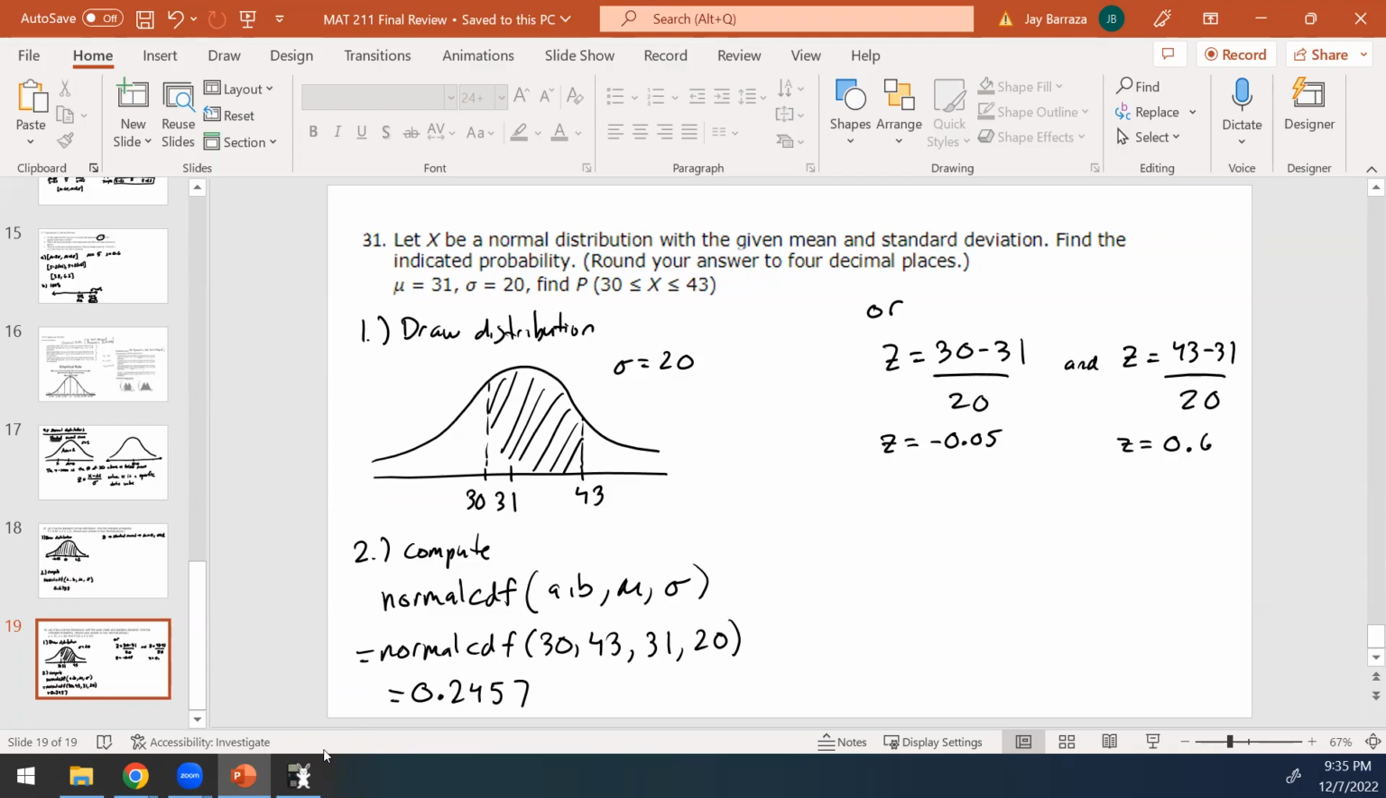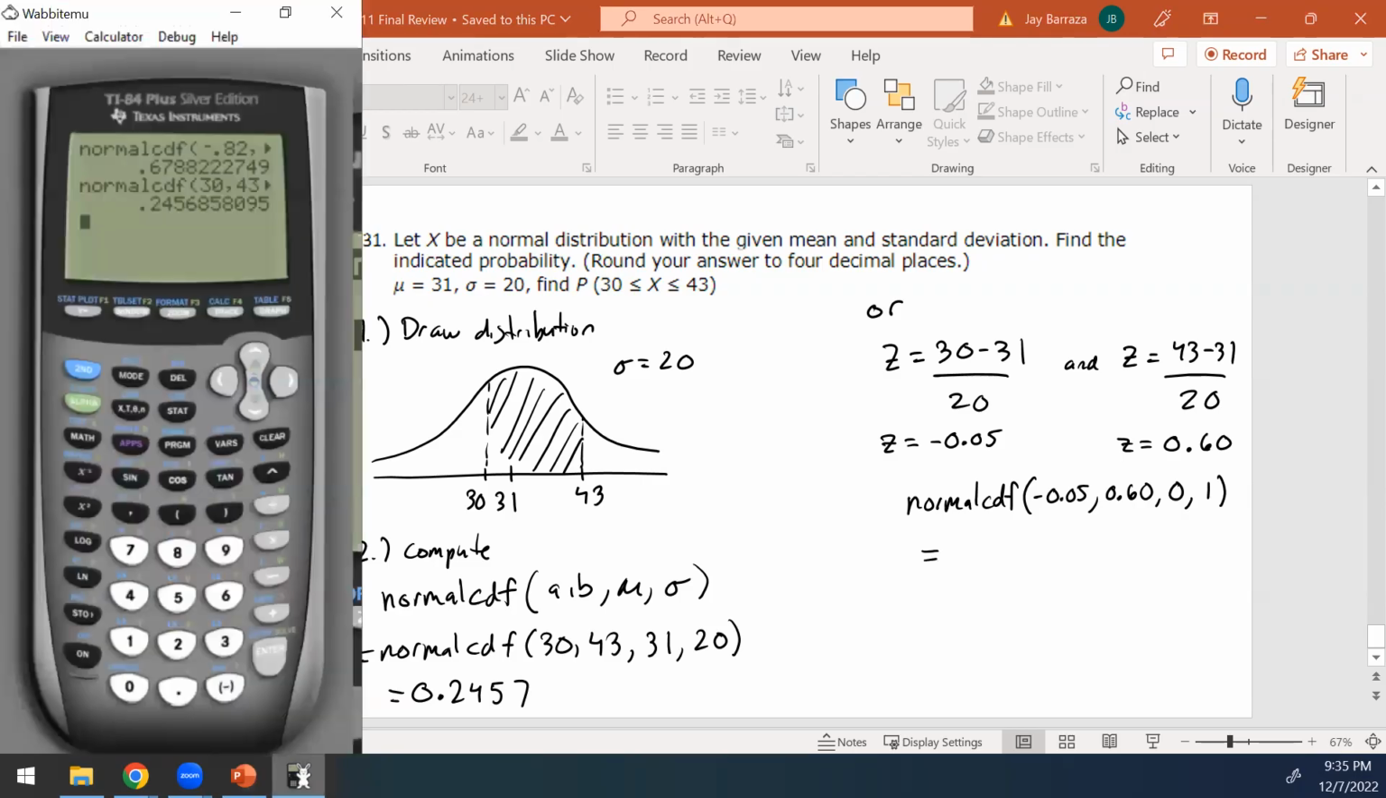That'd be 12, so 60. And then if you did normal CDF of negative 0.05 comma 0.60. Now, because you went to a z-score, what is your mean? 0. What is your standard deviation? 1. And if you calculate that, we should get the same number.